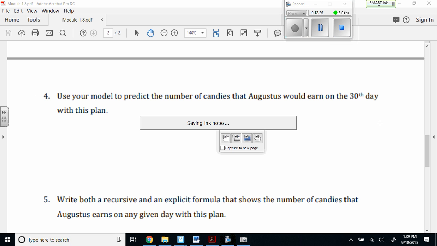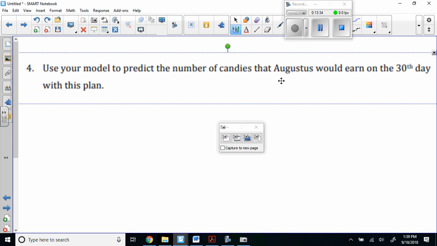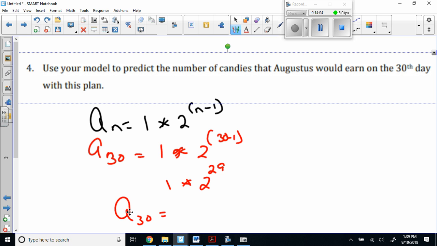How much would he predict the number of candies that he would have on the 30th day with this new plan? Well, why do you say it would be a lot? Because he thinks that it's really not going to be that much. So where does the 30 go, ladies and gentlemen? Yeah, it replaces the n, right? That's 2 to the what? 29 times 1. So a sub 30, I don't know what that is.